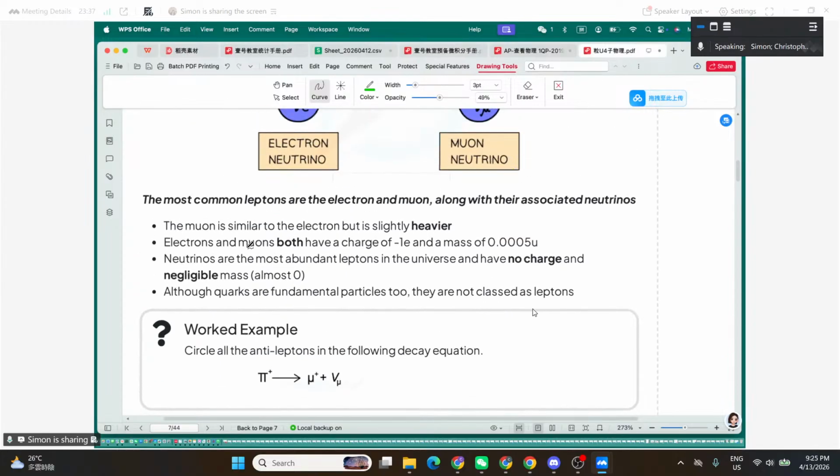Look at this one. This worked example just wants us to circle the anti-lepton in the following decay equation. So in the decay equation, we have to circle the antimatter, and the antimatter here is the anti-lepton. So circle which one? Is it the pion, the positive muon, or the muon neutrino?